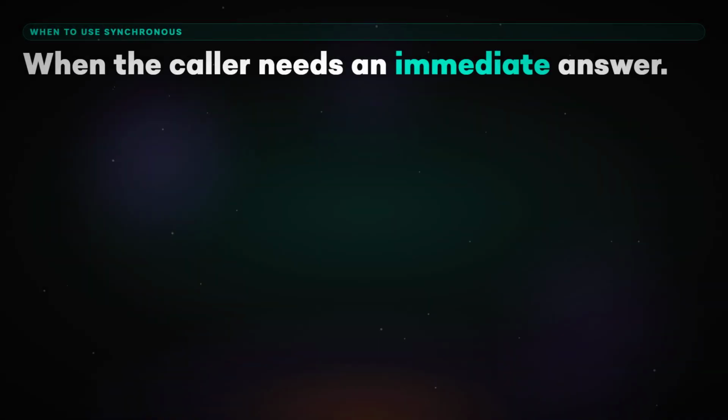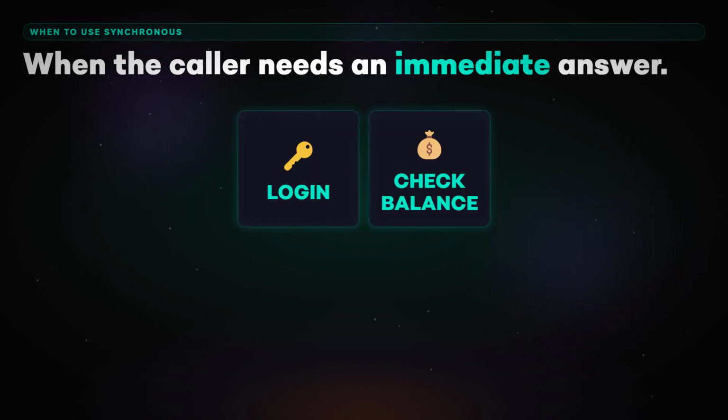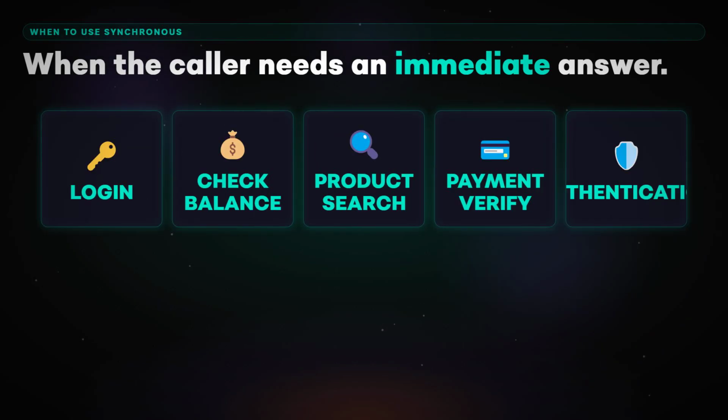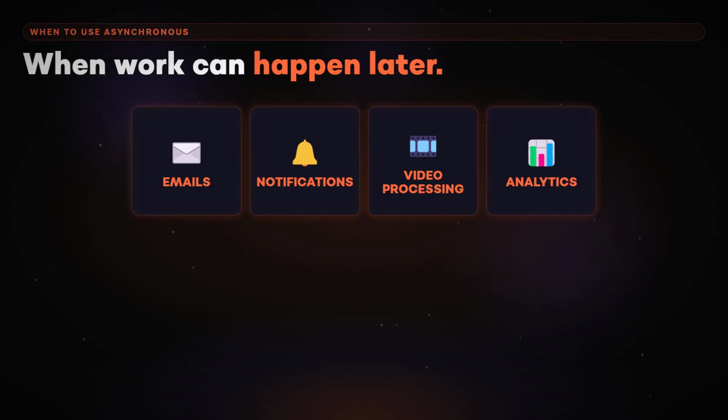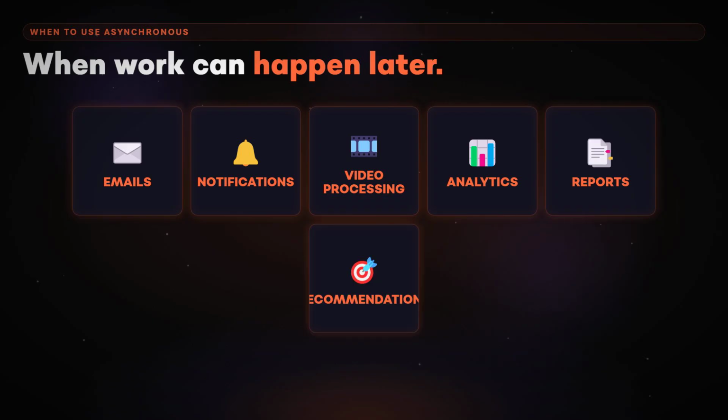Now, when should you use synchronous communication? Use synchronous communication when the caller needs an immediate answer. Example, login, checking account balance, product search, payment verification, authentication. These are the real use cases where you must use synchronous communication. The user cannot proceed without a response in this case. Now when to use asynchronous communication? Use asynchronous communication when work can happen later. Example, sending emails, sending notifications, video processing, analytics, report generation, recommendation updates. The user doesn't need immediate completion for all these tasks. So in this case, you should use asynchronous communication.